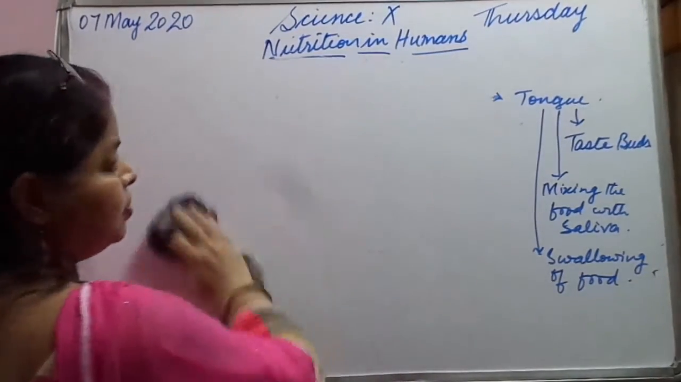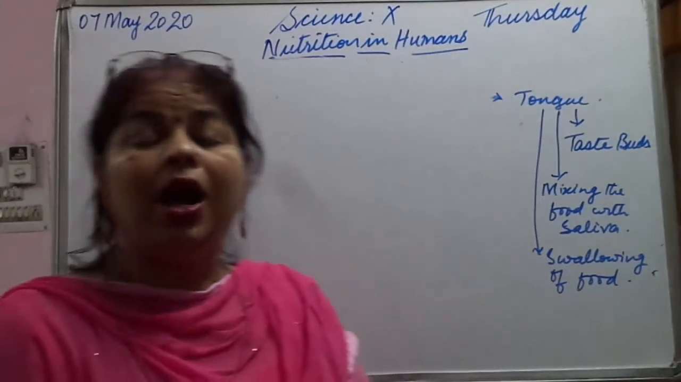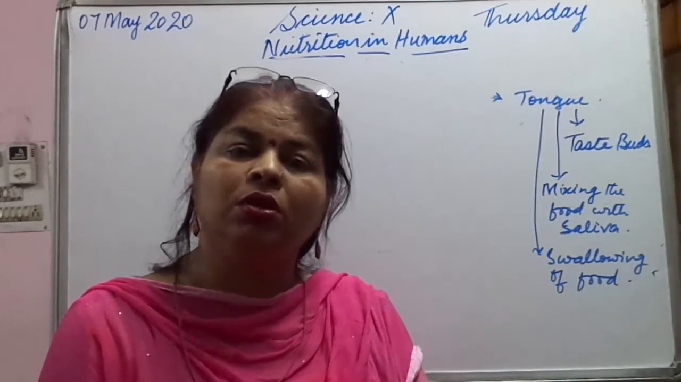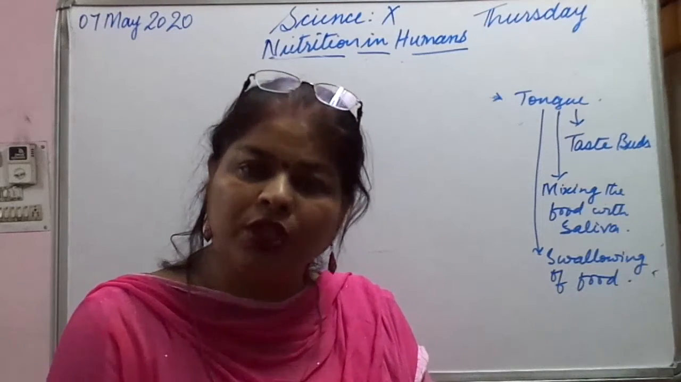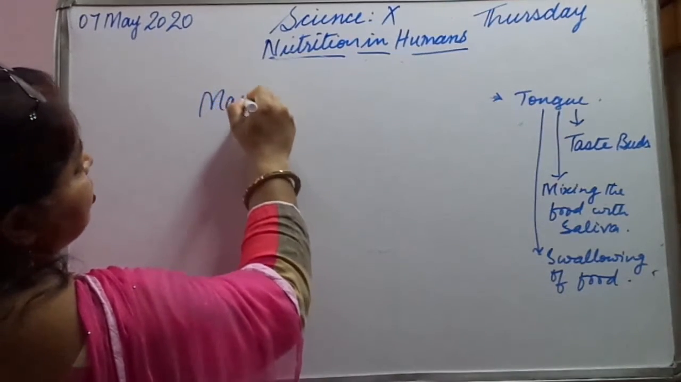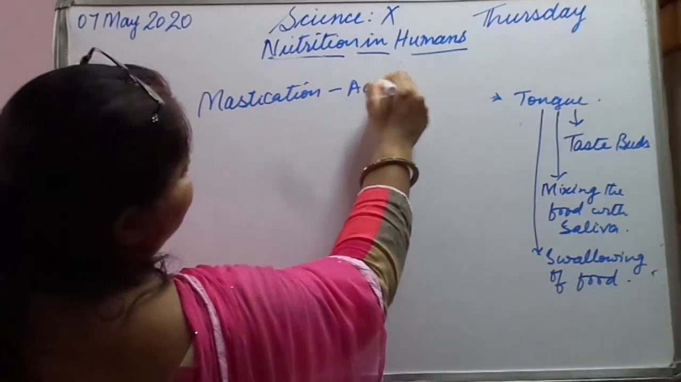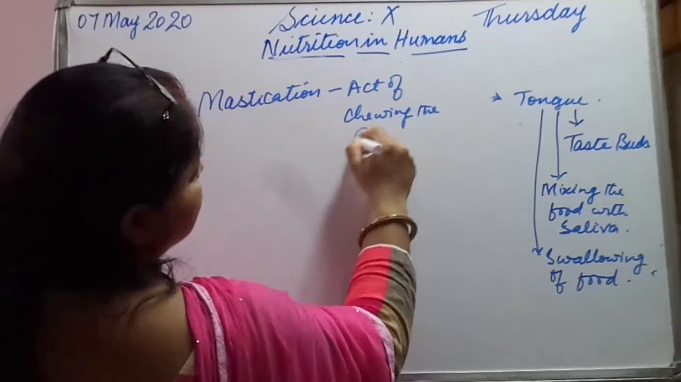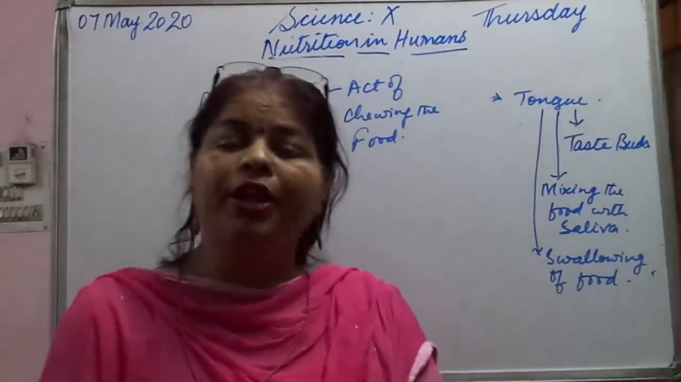Then comes that after this, where the food goes, what happens all in the mouth, and where does the food go later on. See, teeth help in chewing the food, and the act of chewing food is called mastication. Now after this, what happens?